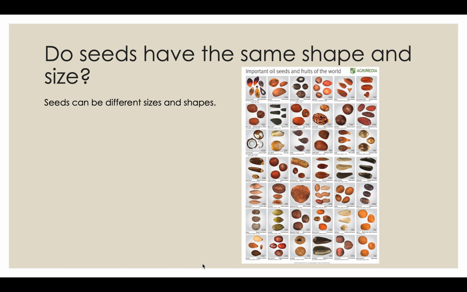So, do seeds have the same shape and sizes? No, seeds can be different sizes and shapes, as you can see in the picture over here. Avocados, grapes, apples, apricots, they all consist of seeds and they're all in different shapes and sizes. All right, I hope that is clear.